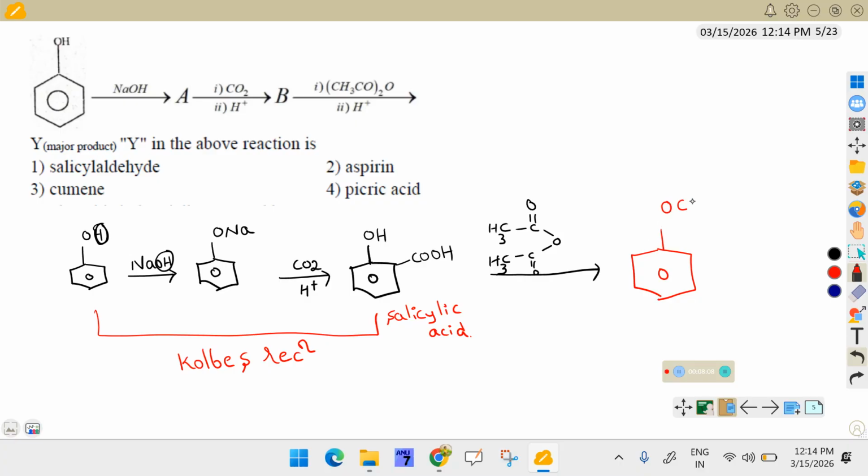O, COCH3, COOH. Aspirin is formed. The common name of aspirin is acetyl salicylic acid.